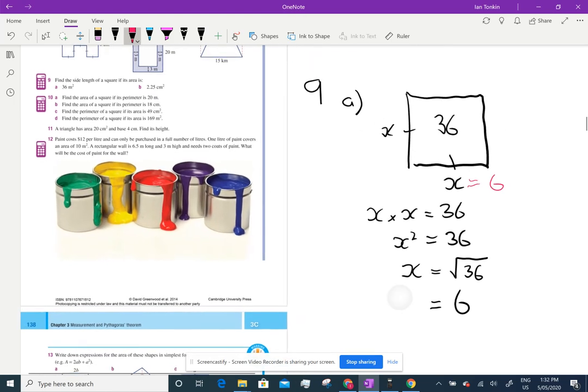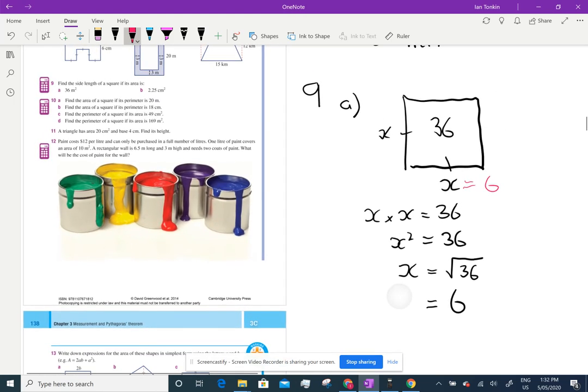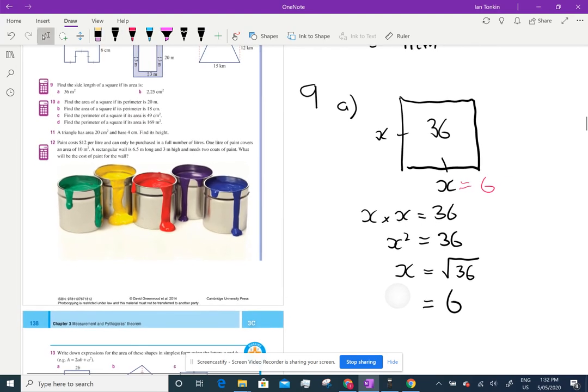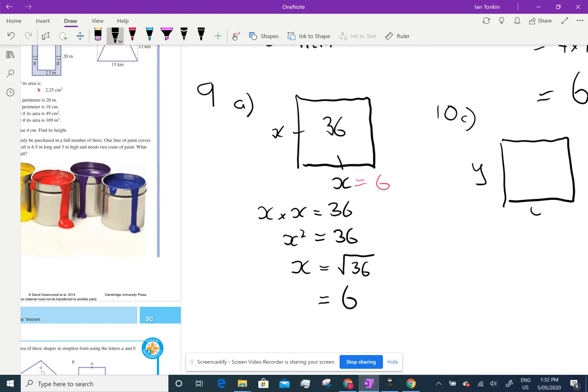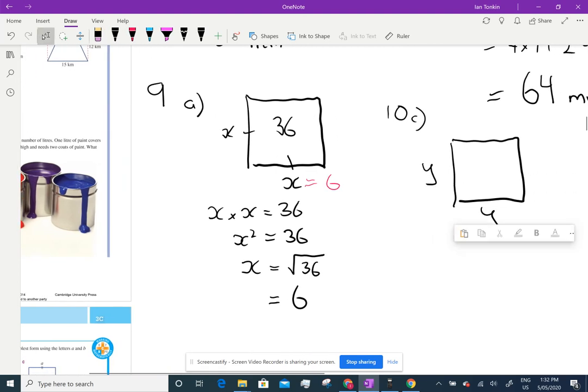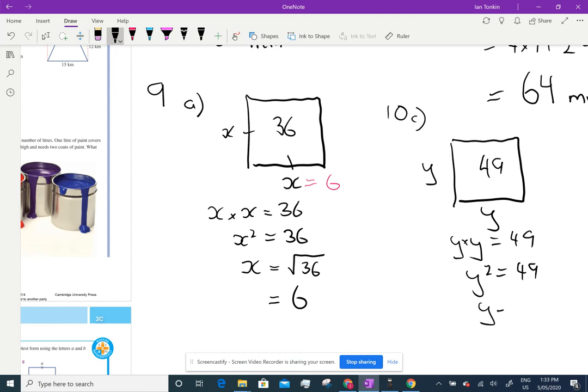Well, what about 10? Find the perimeter of a square if it has an area. Well, let's do 10C. And I like to draw a diagram. I have to find the perimeter of this square. Right, I'll call it y times y this time. It doesn't matter what letters you call it. And its area is 49. So y times y is 49. Y squared equals 49. Y equals the square root of 49.